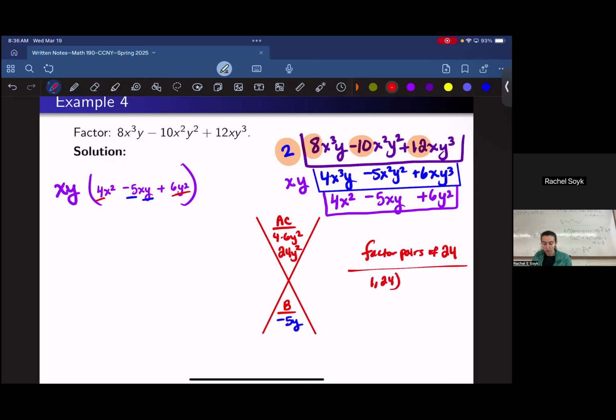One, 24, 2, 12, 3, 8, 4, and 6. And of these 4 factor pairs, do any of them add up to negative 5?